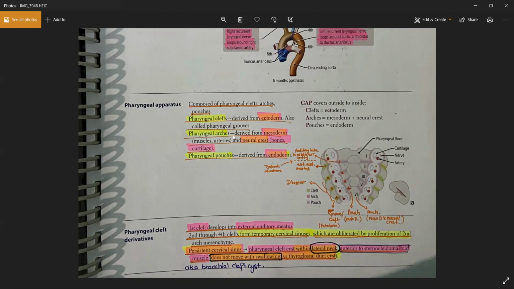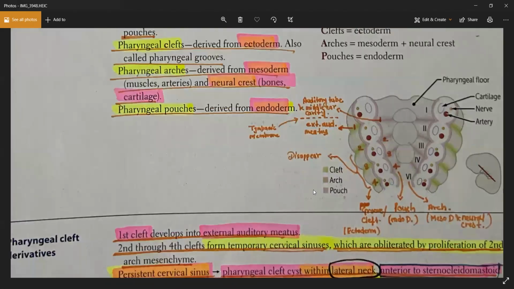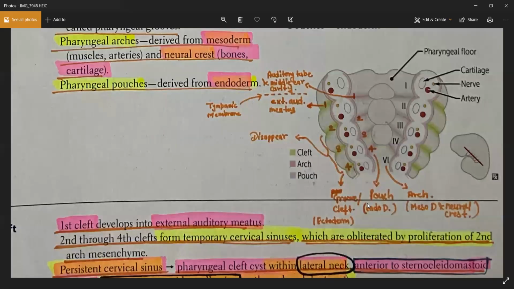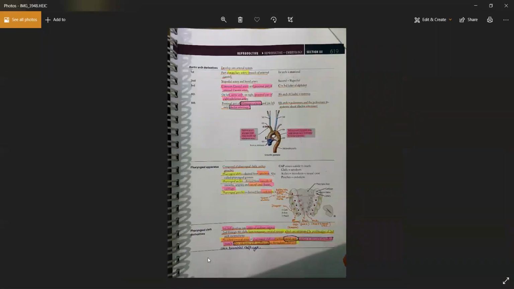Would you mind zooming a little? I want to see what you have annotated over there, with this orange pen. Thank you. That's all we have discussed already. The pouch and this cleft and the arch, and all these pouches will disappear. We'll discuss it later, don't worry. Okay, thank you. I missed it. Yeah, everything will come later.